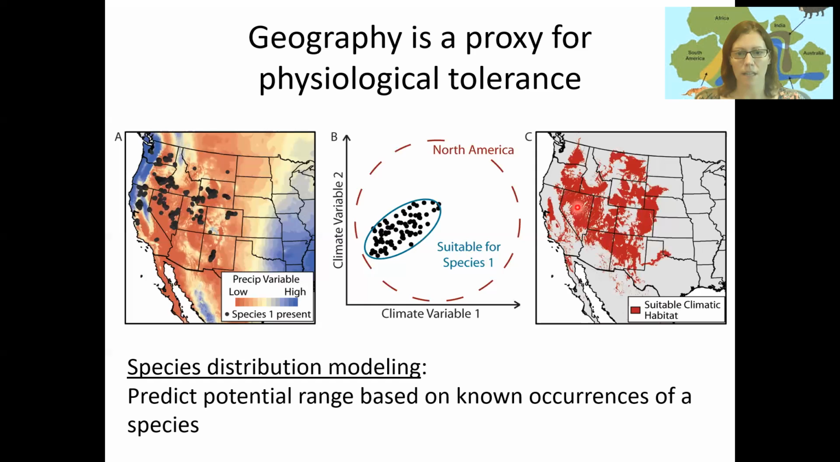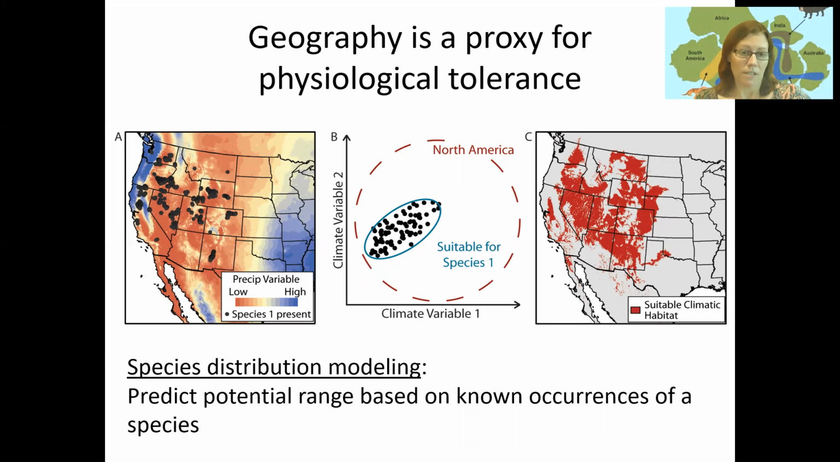And this gives us a risk assessment, right? So we can say, if this is an invasive species, here's what we've modeled for suitable climate, and this is what that map looks like once you put it back into a map format. There's a word for this particular type of modeling, which is called species distribution modeling. The idea behind this is that you can predict the potential range of invasion of a species based on the occurrences that you know about of where that species has already invaded.